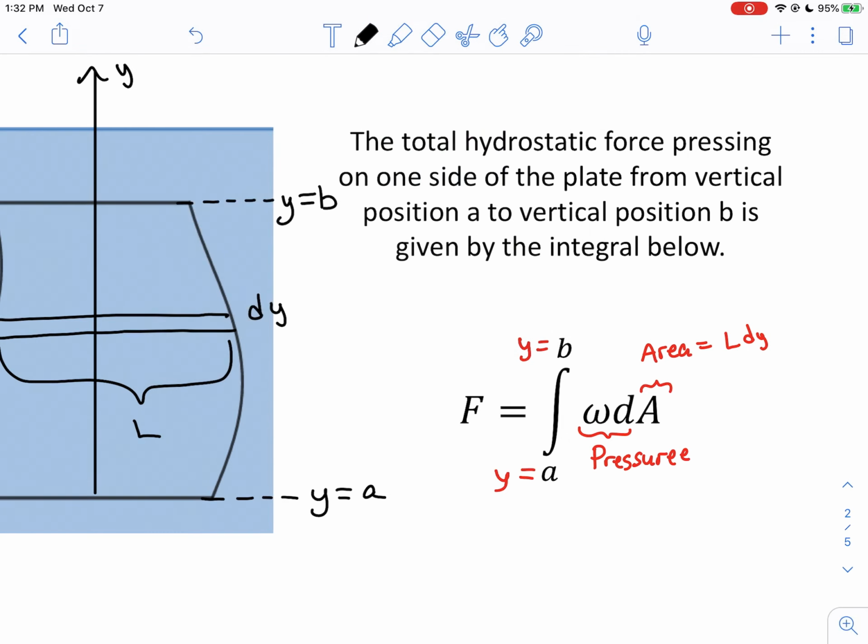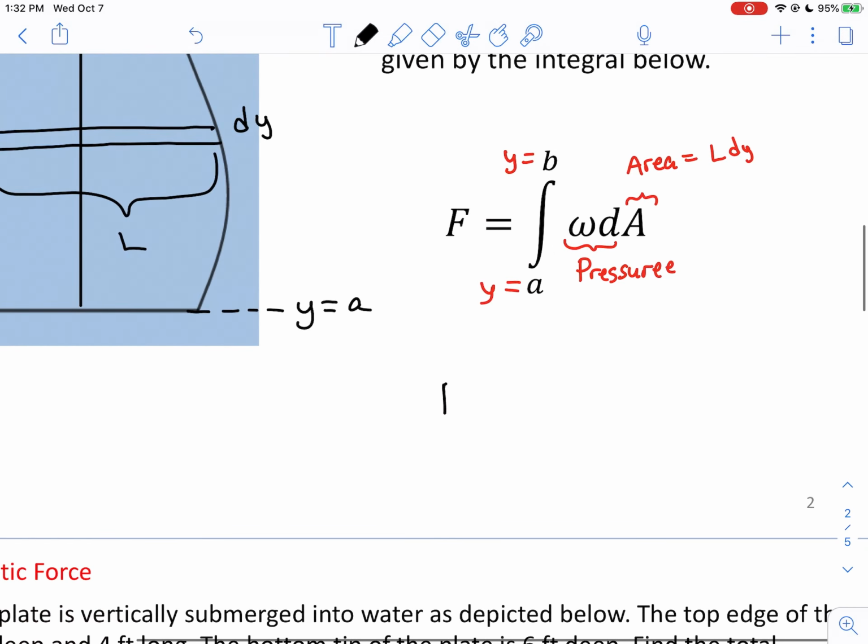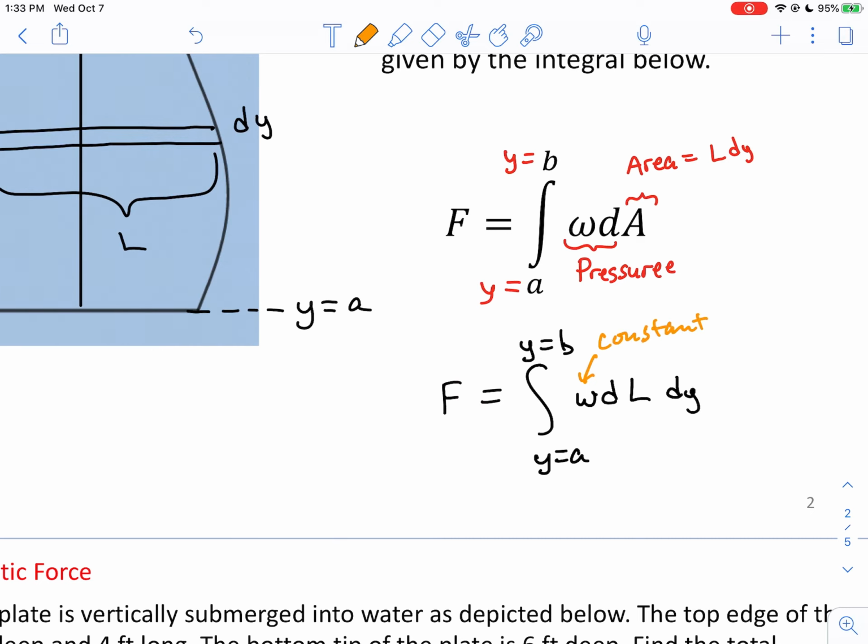So you could rewrite this integral in the following way: the total force will be an integral from y equals a to y equals b, omega d L dy. Omega will always be some constant. It depends on which fluid we're working with and what system we're in, metric or US. The d and the L are typically functions of y. And then, of course, we have the differential dy.